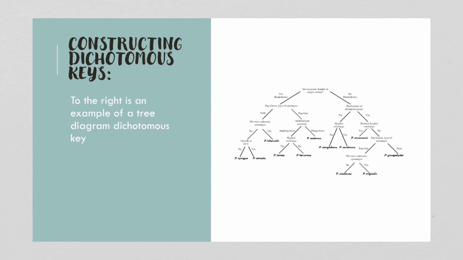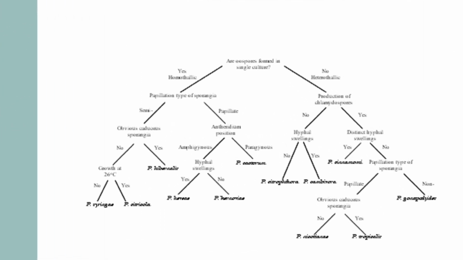The other type of dichotomous key is the one that most people prefer, what most students I've had have preferred to use. It's more a tree diagram. So this one, if you look a little bit more closely, it asks a question about the organism. Yes, you go to one side. No, you go to the other. And then it keeps leading you further and further.